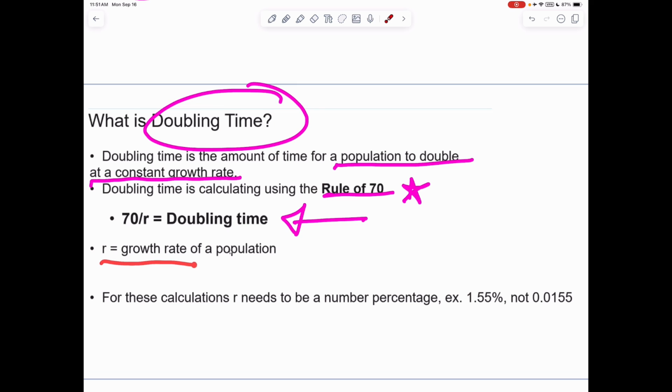So R is going to be our growth rate of the population. When we do these calculations, our R value needs to be in percentage. Very important, not decimal. Keep it in percentage.